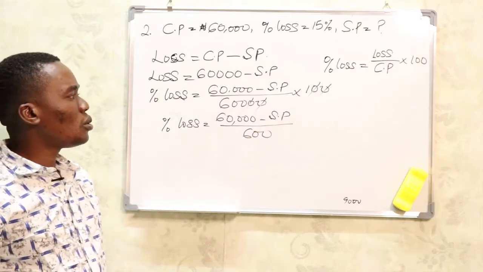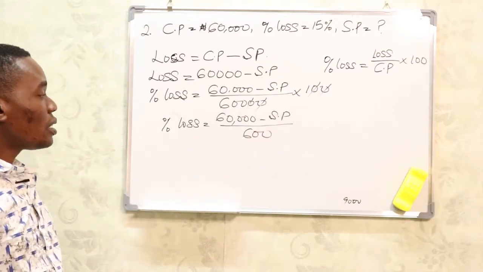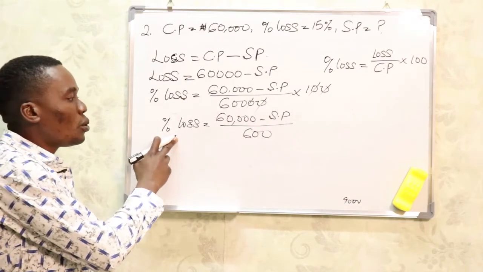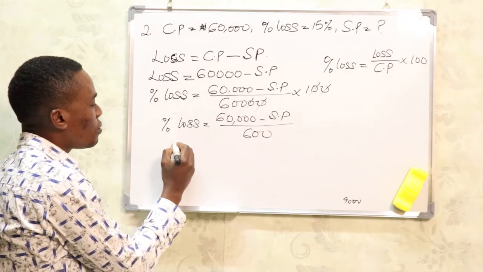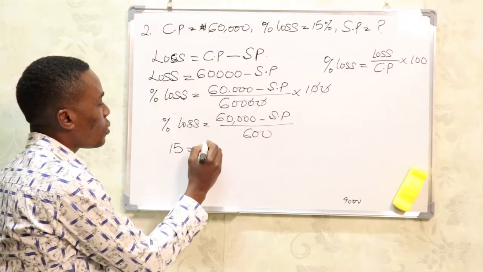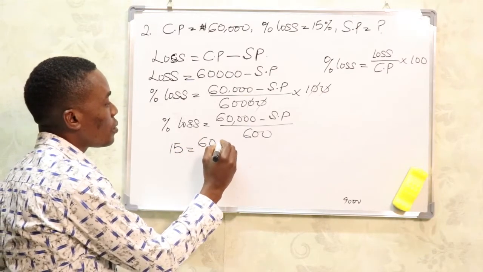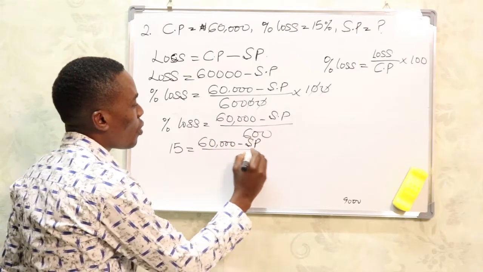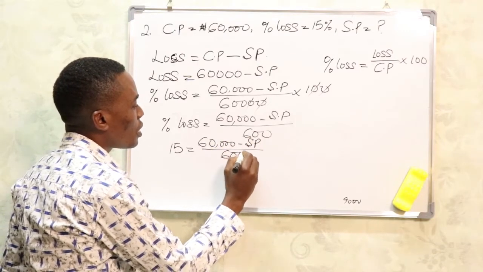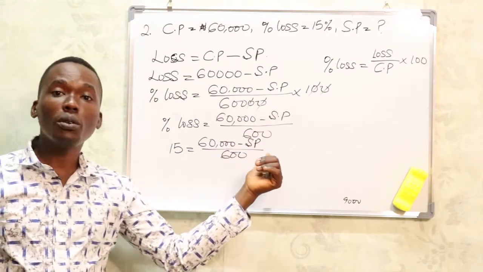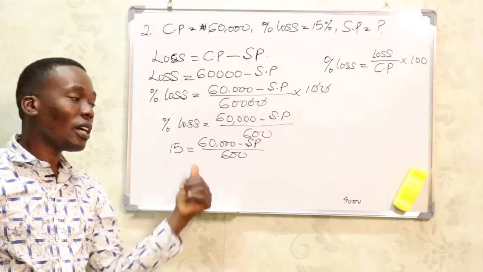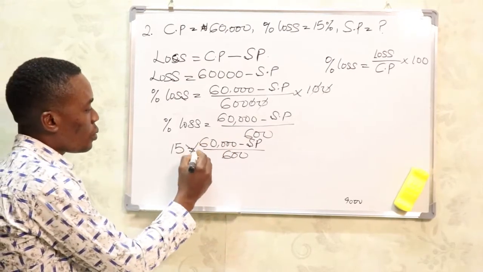What next do we need to do here? Remember, we said the percentage loss is what? Is 15, right? Good. Now that will give us 15 equal to what? 60,000 minus the selling price all over what? 600. Now to look for the value of the selling price, we need to cross multiply. Now when you cross multiply, what do you have?